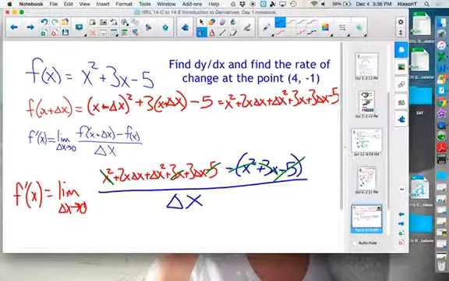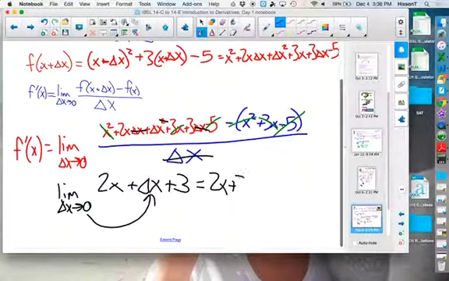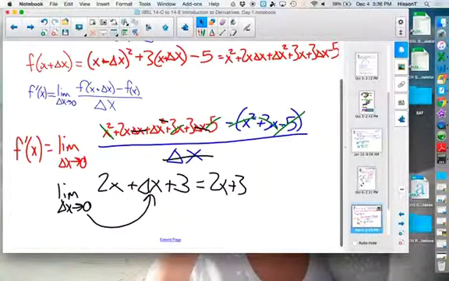All I've got left are terms with delta x's, so this will cancel out one of those, leaving us with 2x plus delta x plus 3 that we're taking the limit of. So we can now plug that in and get 2x plus 3. Delta x will always approach 0 when we're finding the limit.